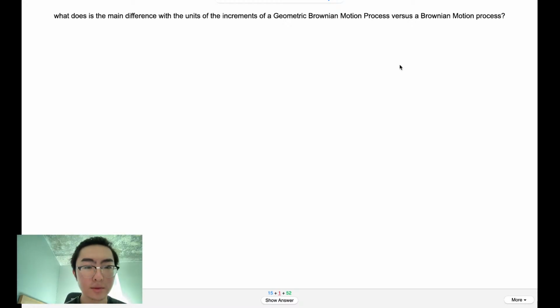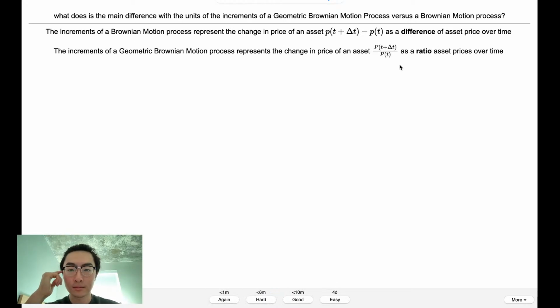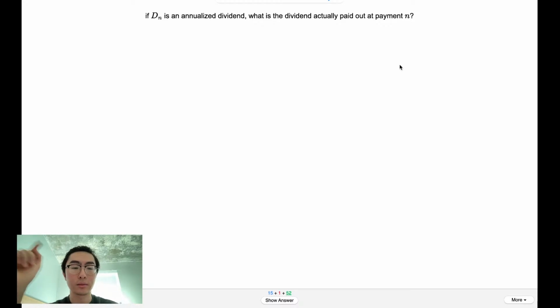What is the main difference with the units of increments from geometric Brownian motion process versus a Brownian motion process? For a Brownian motion process, we're finding the difference, so we take p of t plus delta t minus p of t. In the geometric Brownian motion process, we're finding a ratio, so it's p of t plus delta t over p of t. Asset prices is a difference of asset prices, as a ratio of asset prices over time. Okay, that's an important point actually.